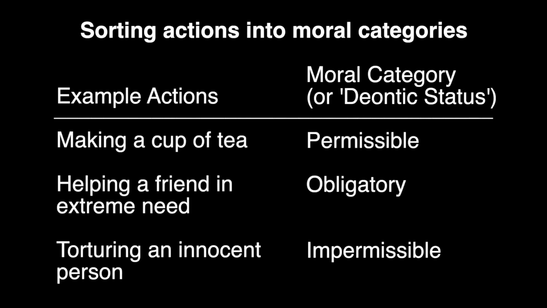So moral theories are ways of telling us which of these deontic statuses possible actions can have. Any theory which tries to do that, which says, give me some candidate actions and I'll tell you which deontic status they have, we could call a deontic moral theory. That's because it's trying to assign these deontic statuses to things. It's trying to sort actions into these categories.